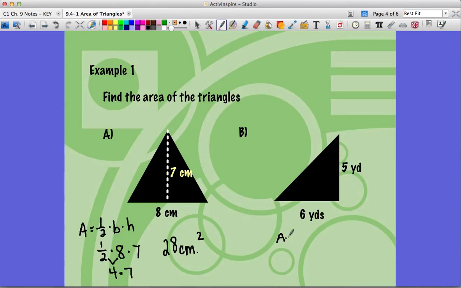All right, so filling in the pieces for this formula, we have area equals half times base times height. The half stays the same. The base of this triangle is 6 yards. The height is 5 yards. Half of 6 is 3. Bring down the times 5. 3 times 5 is 15, so the area is 15 yards squared.